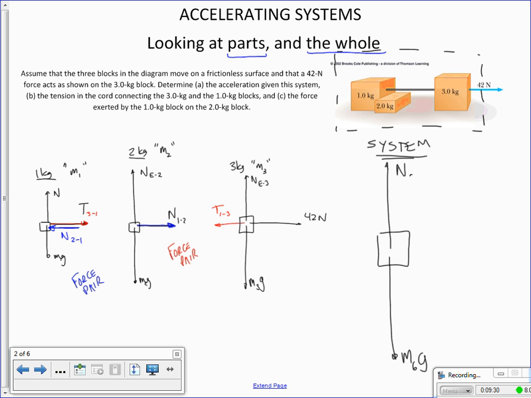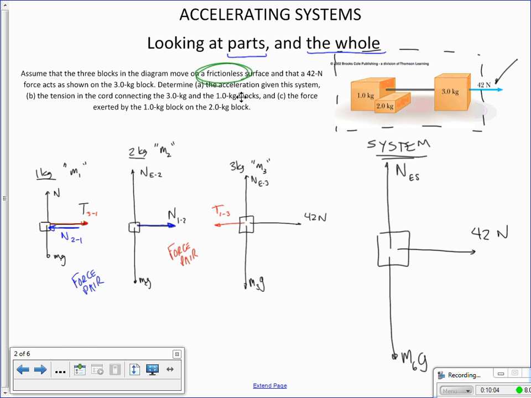There's a normal force that the Earth exerts on the system. Well, there's this 42 newtons. I don't know what kind of force this is, if it's a rope or what it is, but it's there. And we're done. Now, one thing that we haven't made explicit, well, they tell you, but it's frictionless. There's no friction between the Earth and the system, or the ground and the system, whatever you want to call it.